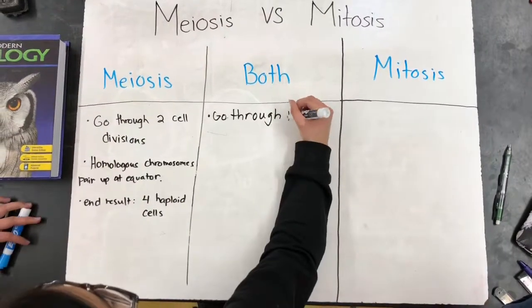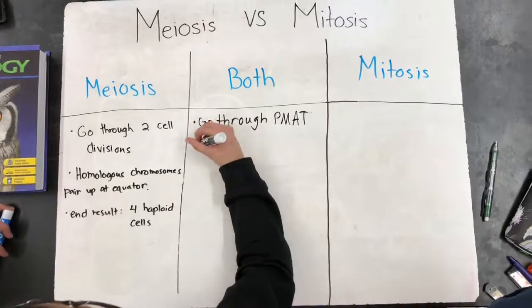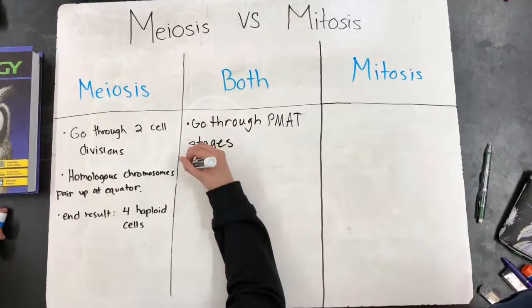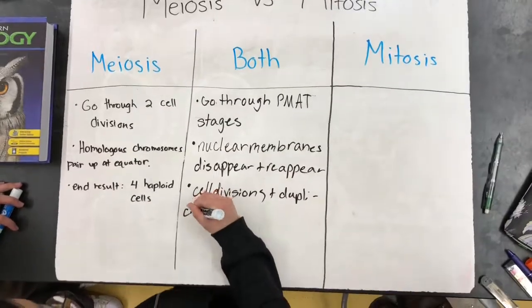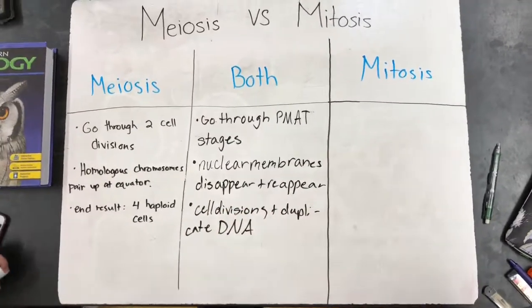Some things both processes share are that they both go through the PMAT stages. The nuclear membranes disappear and reappear. And both processes experience cell divisions and duplicate DNA.